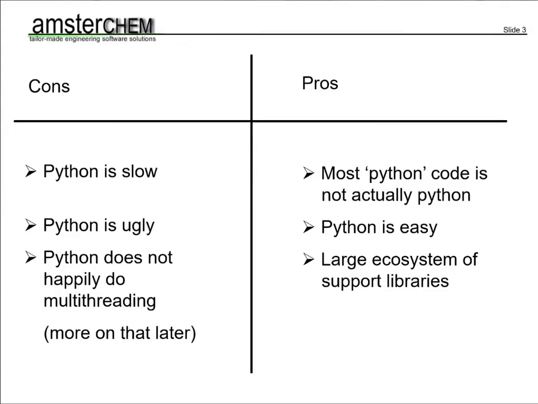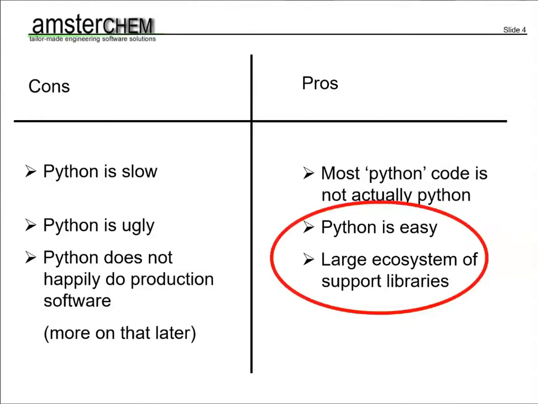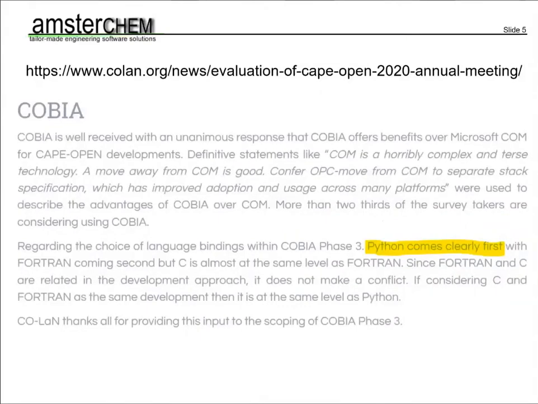My biggest problem with Python is it does not happily do multi-threading in a production environment. I will expand on that a little bit more later. But there is a large ecosystem of support libraries available for Python, and those two pros, of course, make Python really popular. It's easy to learn, and you can get started with a bunch of pre-programmed objects that you can easily access. So also in our CAPE-OPEN community, there's a large drive for Python.